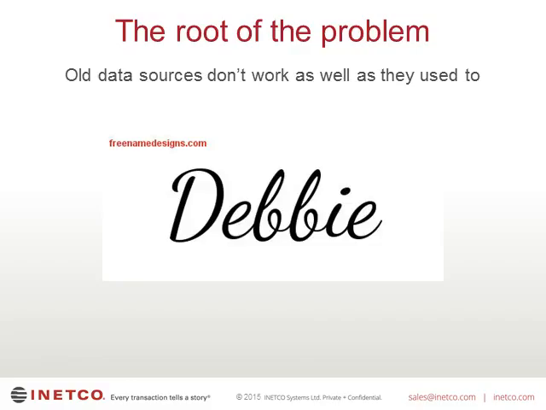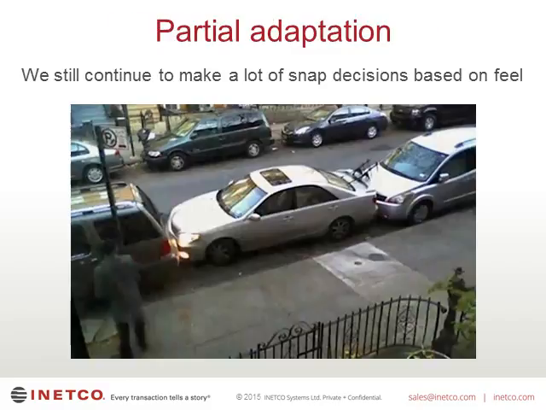The root of the problem, though, is this works very well in a human interaction model like the branch, where we really can depend on human beings interacting with human beings to tell us what's happening. The challenge, though, really comes in the fact that we've tried to adapt our model of decision-making and data capture partially to the new world of digital channels, but not completely.